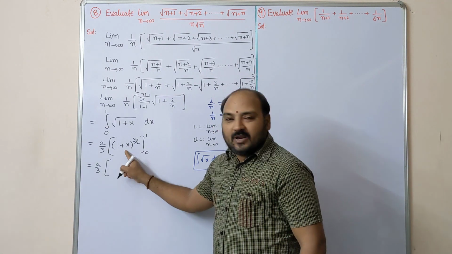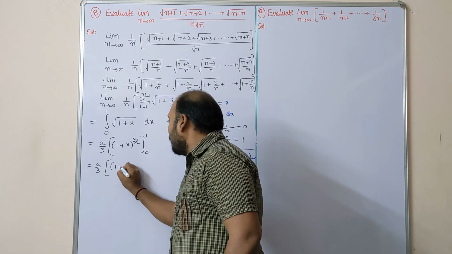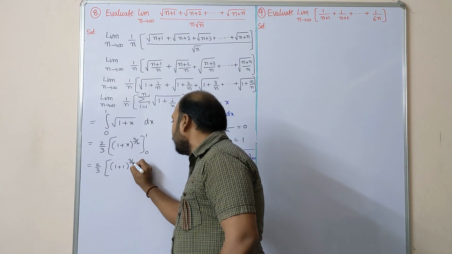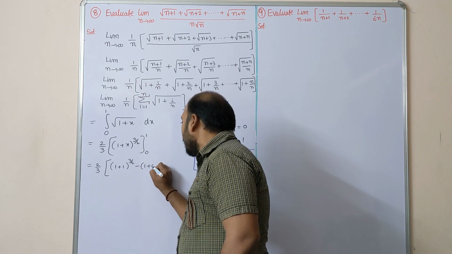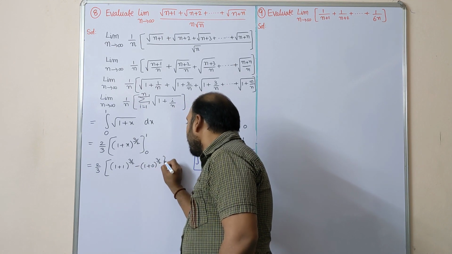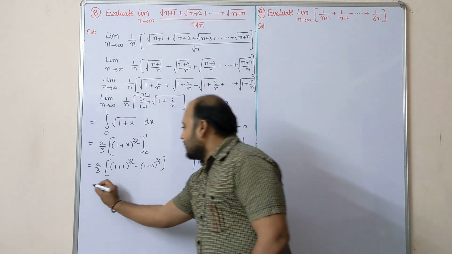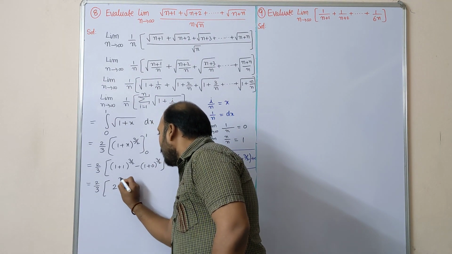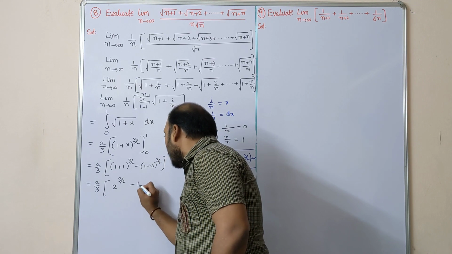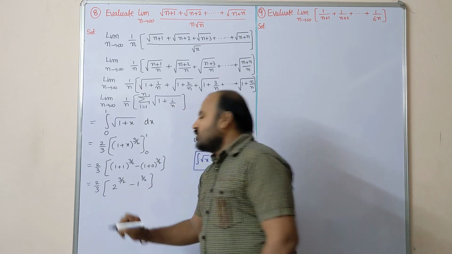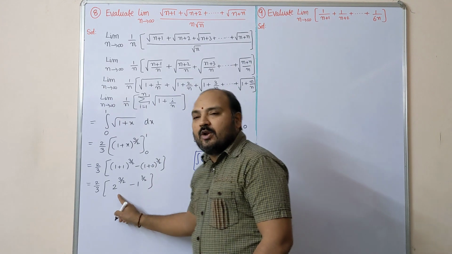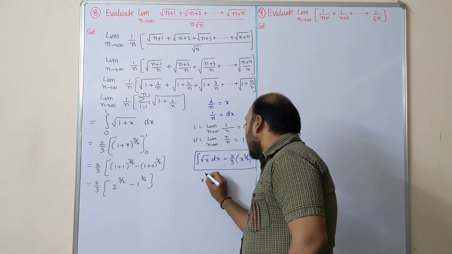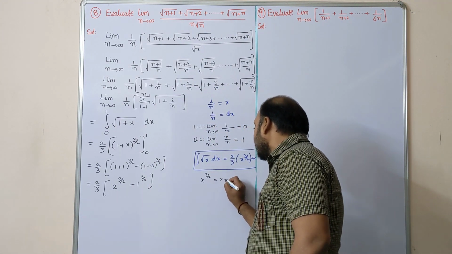X is equal to 1, upper limit substitute. 1 plus 1 whole power 3 by 2 minus 1 plus 0 whole power 3 by 2, which is equal to 2 by 3, 2 power 3 by 2 minus 1 power 3 by 2. So 1 power 3 by 2 is 1. 2 power 3 by 2 is x power 3 by 2, equal to x root x.